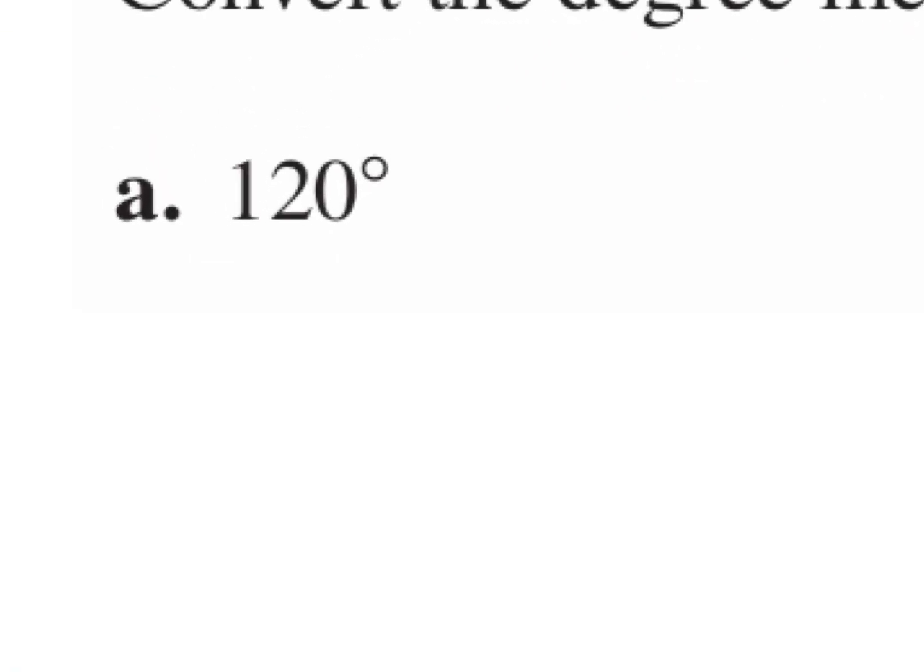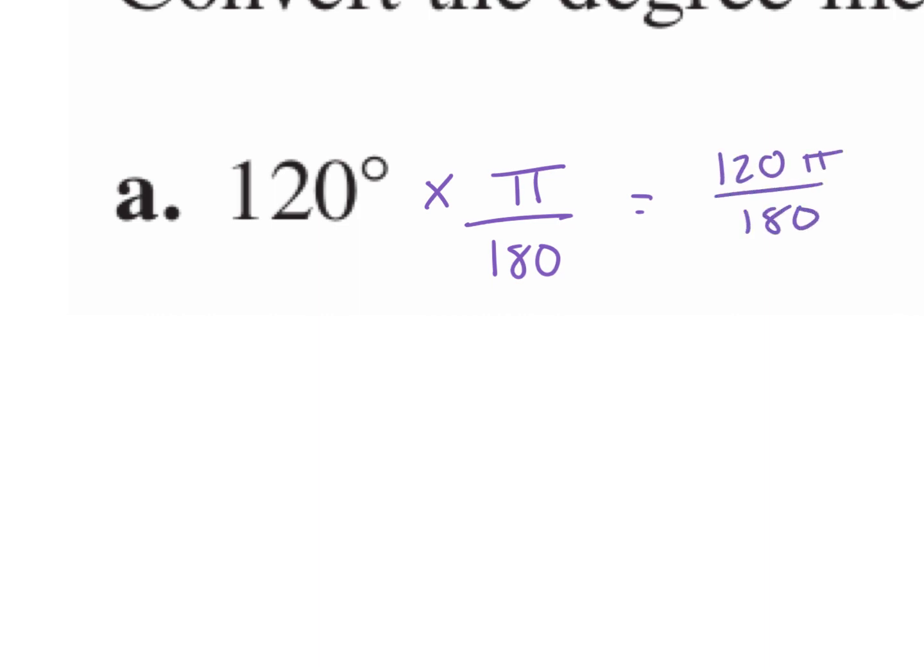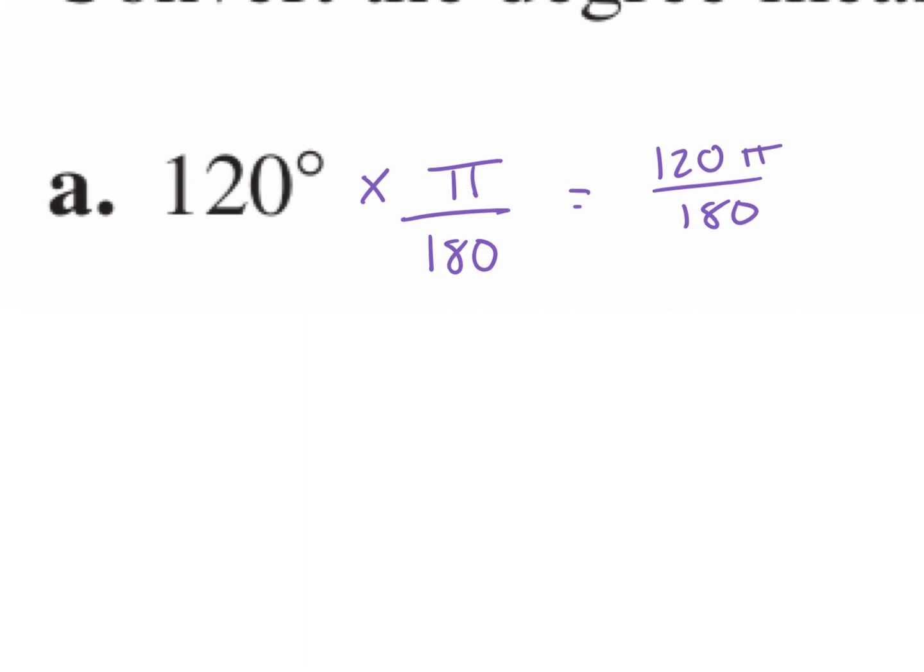So in A, is this degree or radians? Degree. So if I'm going from degree to radians, what do I have to multiply by? I multiply by pi over 180. And we can multiply these two together. We get 120 pi over 180, but we want to simplify our fraction as much as possible. So just by looking at it right off the bat, what number goes into both 120 and 180?